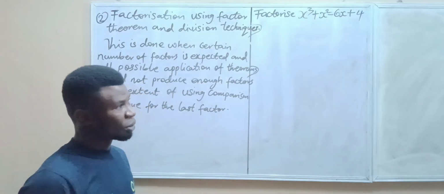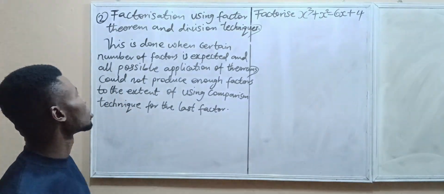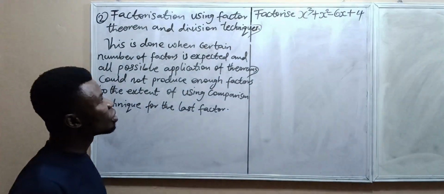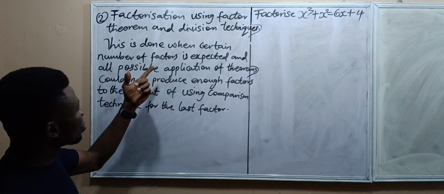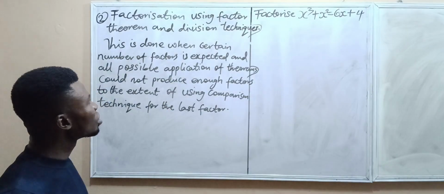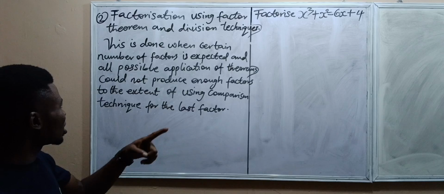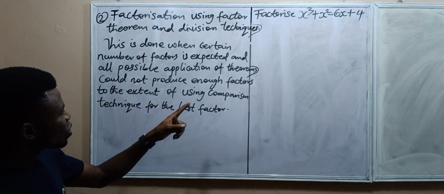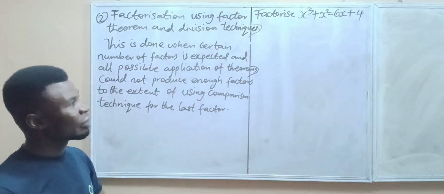So remember previously we said that for factorization there are two techniques, two methods by which it can be achieved. The first one is by using the factor theorem only, and the second one is by using the factor theorem and the division technique, that is the long division method. And when is this one useful? It is done when a certain number of factors is expected and all possible applications of the theorem could not produce enough factors to the extent of using the comparison technique for the last factor.